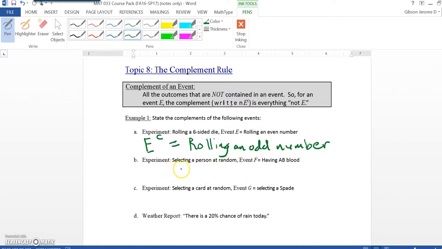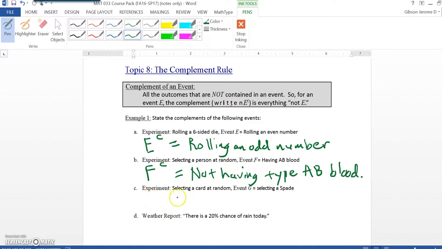Okay, B, we have experiment, selecting a person at random. Event F equals having AB blood. So we'll do the complement of F, which is not having type AB blood. Now we come here to C. It says experiment, selecting a card at random. Event G, selecting a spade. So the complement of G will be not selecting a spade.